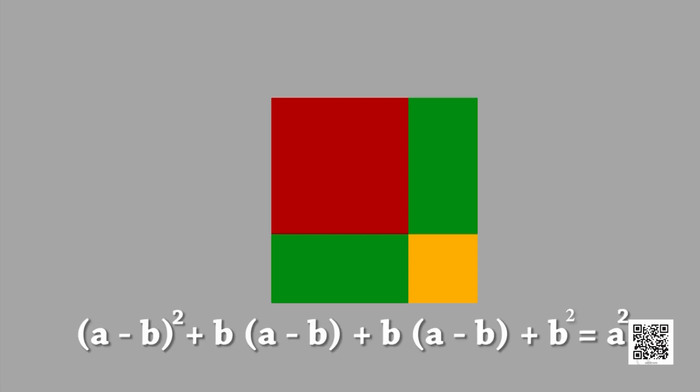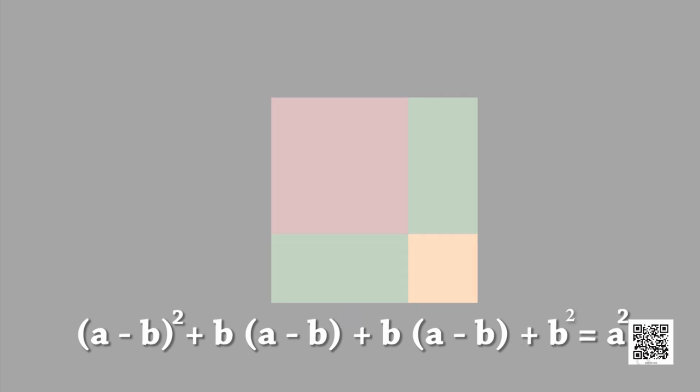They are a square of area a minus b whole square, a rectangle of area b into a minus b, another rectangle of area b into a minus b, and a square of area b square. On adding all these areas, a minus b whole square plus b times a minus b plus b times a minus b plus b square is equal to a square, which is our original square.